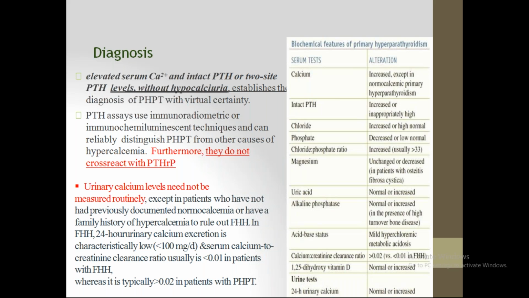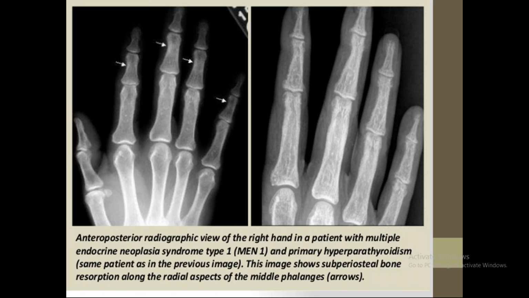So the condition which can be distinguished based on urinary calcium levels is familial hypocalciuric hypercalcemia. This is the X-ray which will show you the changes. This is an AP view. The arrow is pointing to subperiosteal bone resorption along the radial aspect of the middle phalanx. This is the middle phalanx. This is the radial aspect.